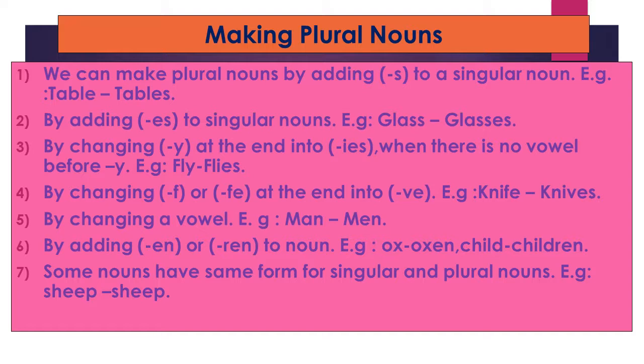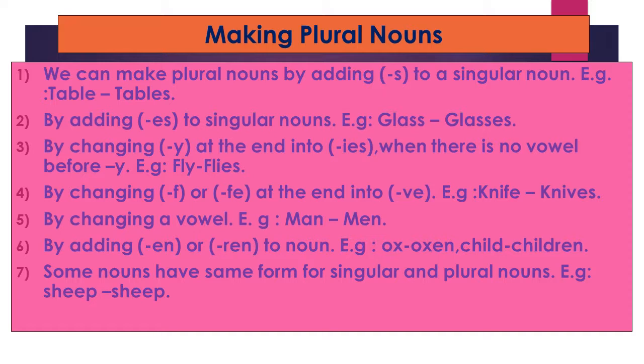But there are some other rules to be followed when a plural noun is made. The first one is we can make plural nouns by adding S to a singular noun. So you can see the example, table. Table refers to one table. But if I am about to tell there are many tables, I have to add an S at the end of the word. So that S makes it plural. So table becomes tables when it is more than one table.